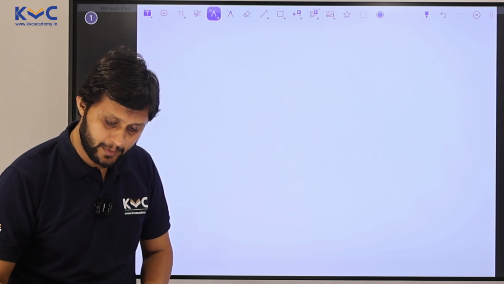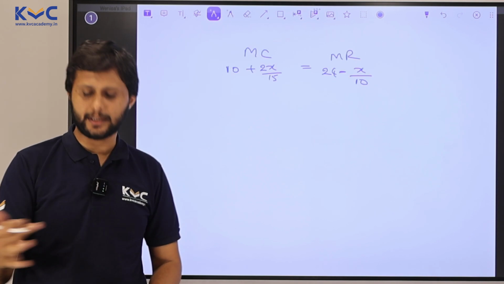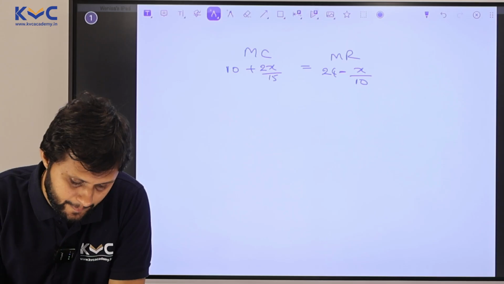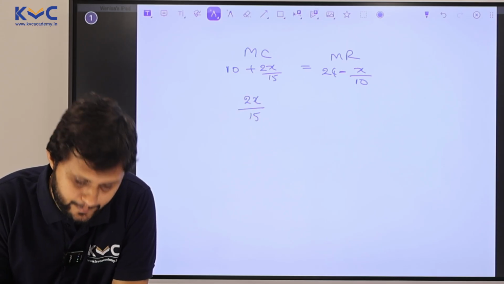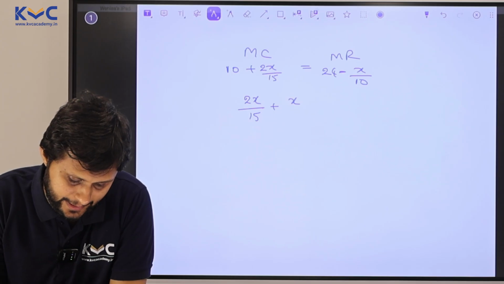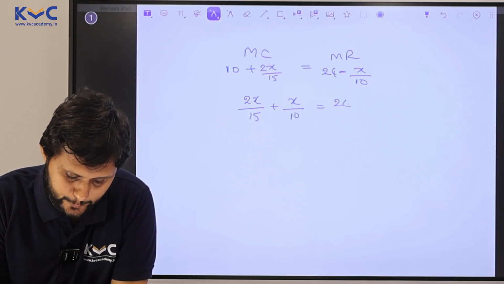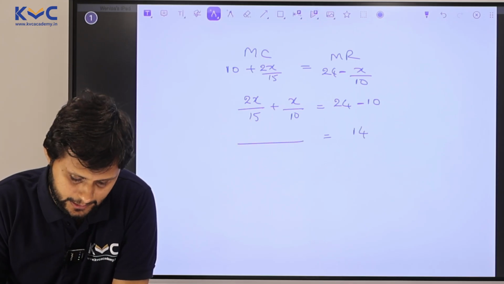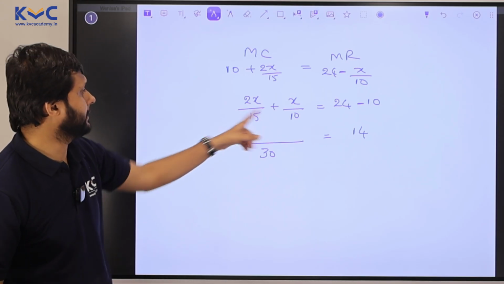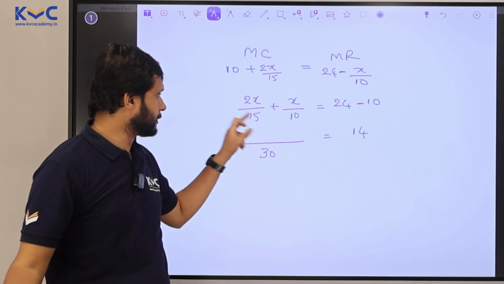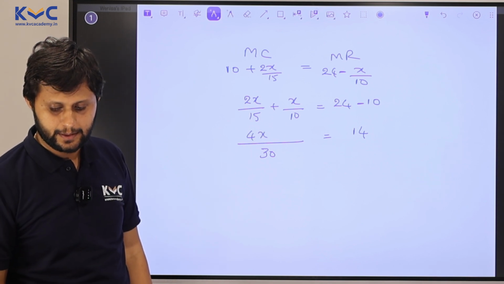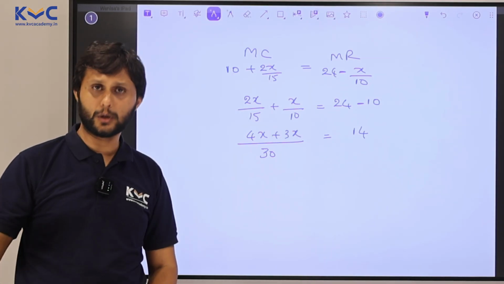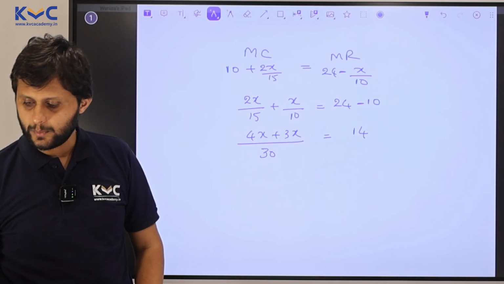Correct? Why did I write this? Because profit is maximum only when this holds good. I have just pasted it to a new screen. Now we'll simplify this. I'll get x on one side. So we have 2x by 15 plus x by 10 equal to 24 minus 10. 24 minus 10 is 14. And here what is the common denominator? 30, correct? 15 and 10, 30. Out of 30, 15 is there, so you multiply with 2, 4x. Out of 30, 10 is there, so 3 times, plus 3x. Cross multiply 14 into 30. We get 420.